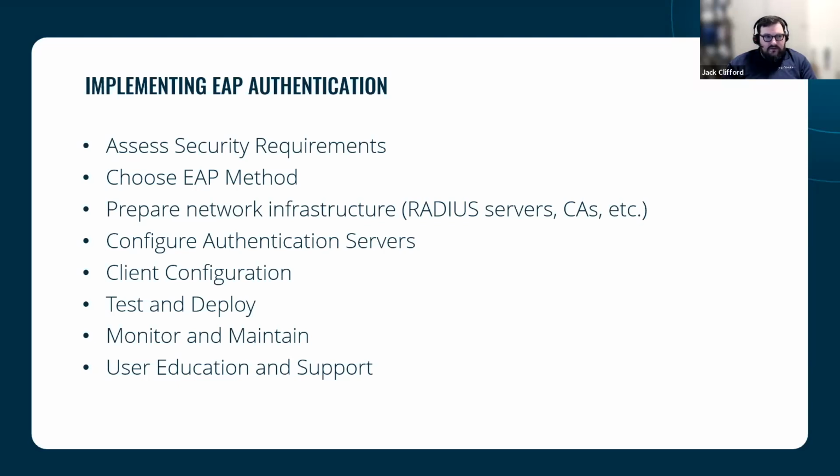And then lastly, user education and support. So you want to make sure that especially if you're going from like a pre-shared key network to EAP authentication, you want to make sure your end users are aware. There's nothing worse than deploying an entirely new way to connect to the network that interrupts their workflow. So making sure that they know, communicate what's changed, why it's beneficial, and then offer them some resources or even assistance if they need to do something on their devices to connect to the network.